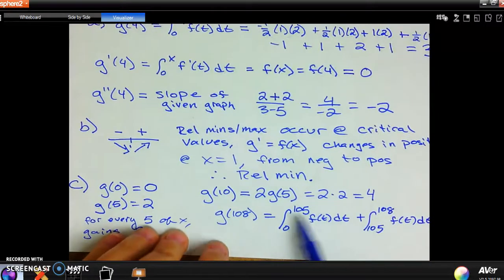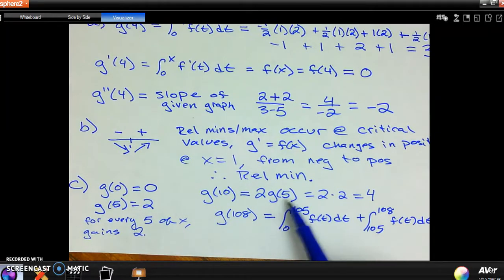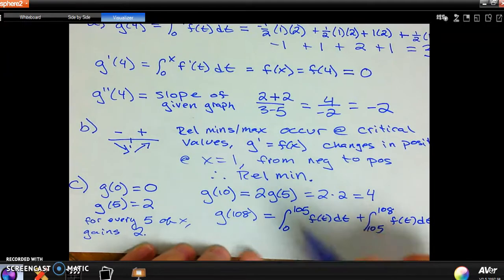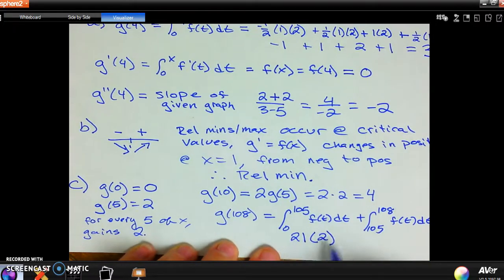Okay, so how do I figure this part out? Well, just like up here, it was 2 times g of 5. Now it's really how many repeats of 5 would I have if I went all the way to 105? So 105 divided by 5 gives me 21. So it's going to be 21 times g of 5, which again, I already know is 2. So this part gives me 42, plus, now I need to figure out this part.